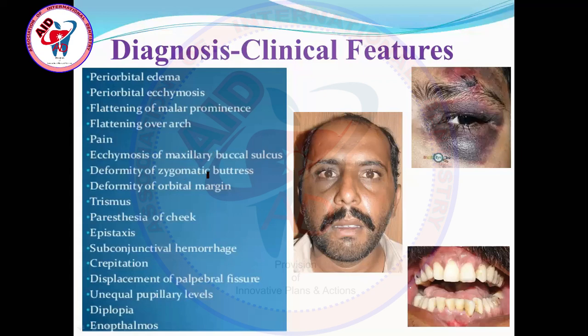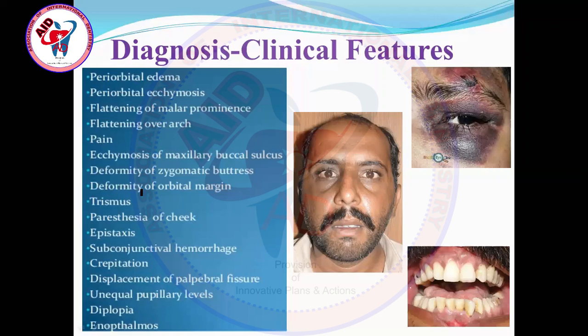Then deformity of the zygomatic buttress region can be appreciated when we place our fingers intraorally. Once we examine, there could be deformity of the zygomatic buttress. There could be tenderness in that area. There could be a step in that area. There could be crepitus, grating sound over there also. And I am repeating these features so that you can have a good idea of these.